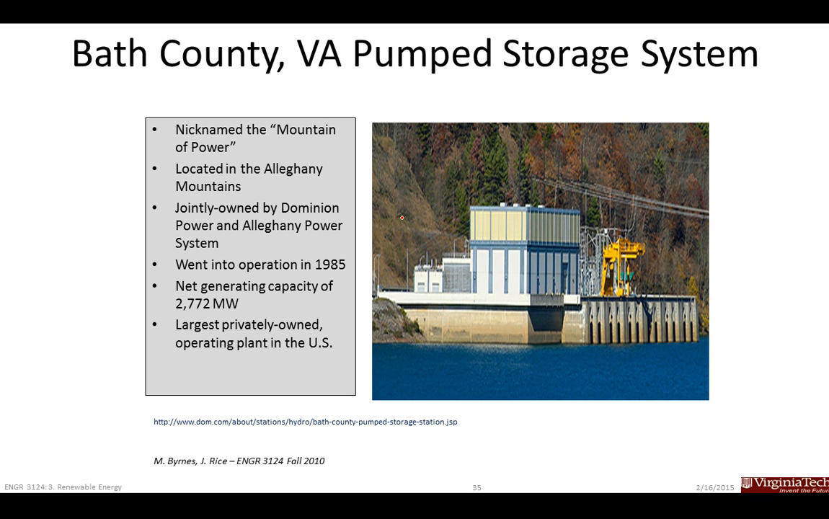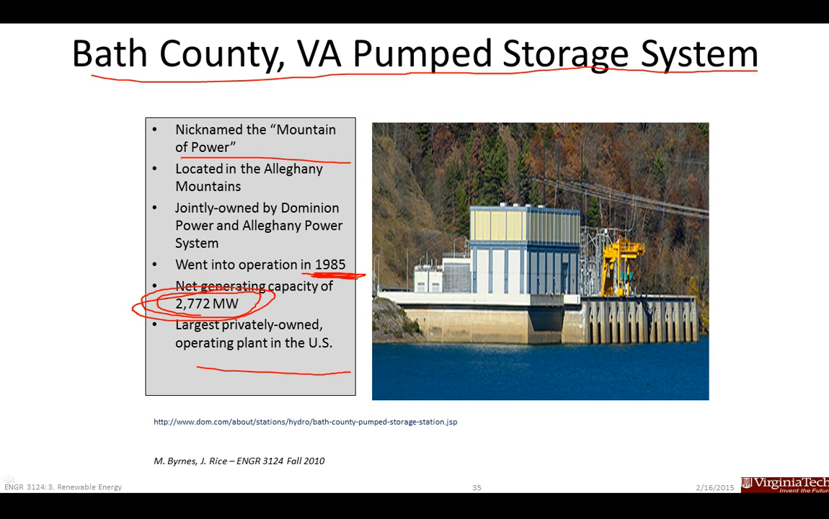Bath County, Virginia Pump Storage System, is the same thing. There's a YouTube video associated with it. If you want to Google Bath County VA Pump Storage System, you can watch that on your own time. But it's nicknamed the Mountain of Power. It began operation in 1985, remember what I said 30 years ago, it's the largest privately owned operating plant in the U.S. Not a huge generator in terms of electrical energy compared to something like Hoover Dam, but it still does a decent amount.